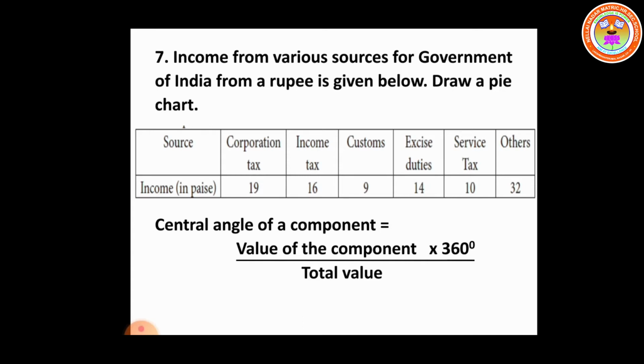For corporation tax 19, for income tax 16, for customs 9, for excise duties 14, for service tax 10, for others 32. We have to draw a pie chart. For that, we must know the central angle of each component. By using this formula, we can find the central angle of a component equal to the value of the component into 360 degree divided by total value. Let us see.